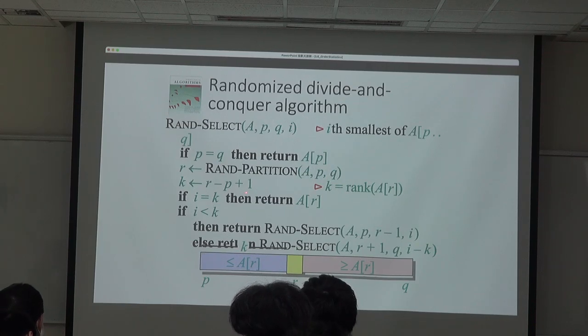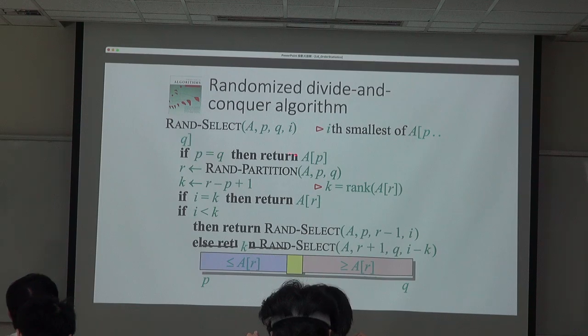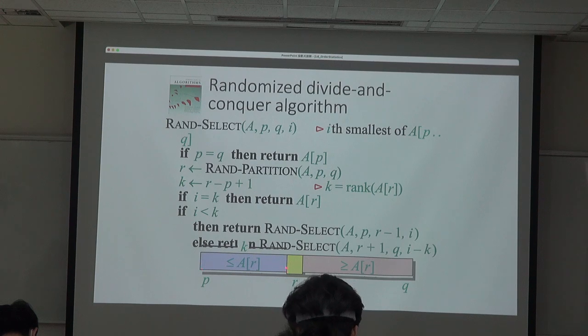And then you compare this rank with your k. I'm sorry, with your i. So if i equals k, obviously we hit the jackpot. We found the right number, so we just return the pivot. If i is smaller than k, that means the rank you want to find is somewhere here.